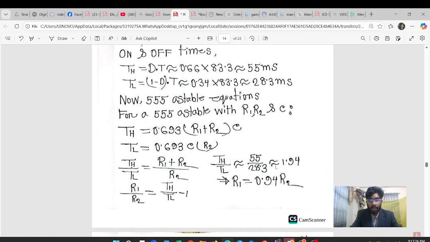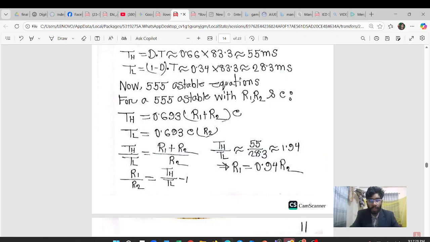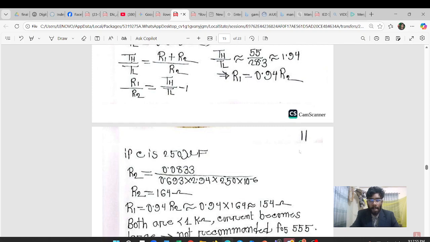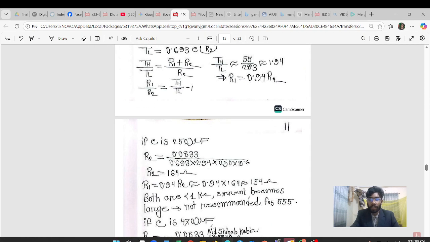In the 555 astable equation, we know that T equals 0.693 (R1 plus 2 R2) times C. Then TL equals 0.693 R2 C. Then taking the ratio of the equations, T by TL equals (R1 plus 2 R2) by R2. Then after calculation we get R1 equals 0.94 R2. Here our purpose is to find R2.